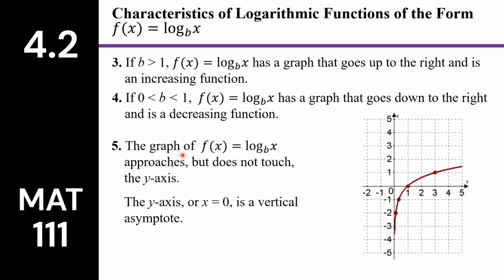The fifth characteristic is that the graph of a logarithmic function, as we said before, will approach but not touch the y-axis. So the y-axis, which is the line x equals 0, is a vertical asymptote. We usually graph it with a dotted line.